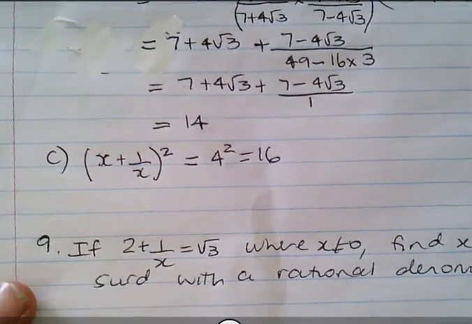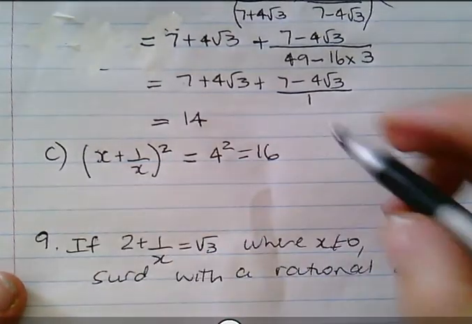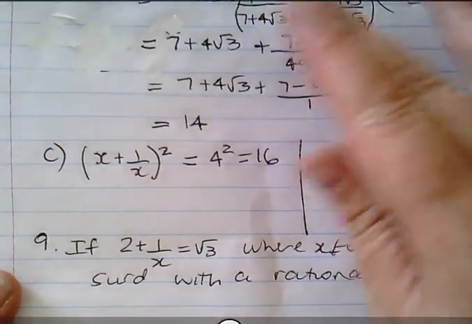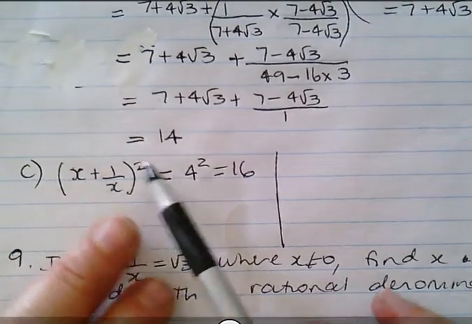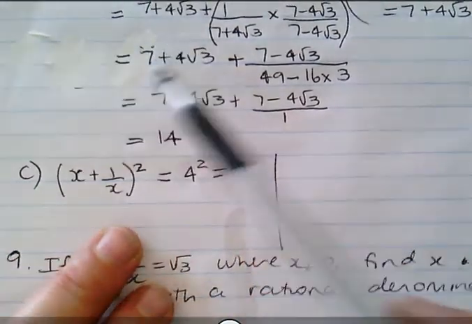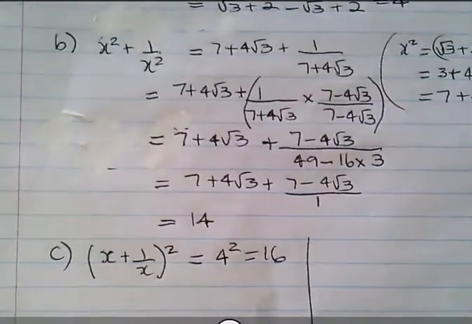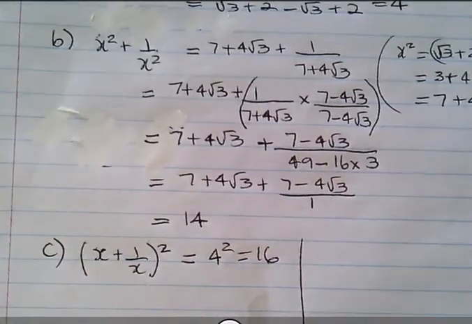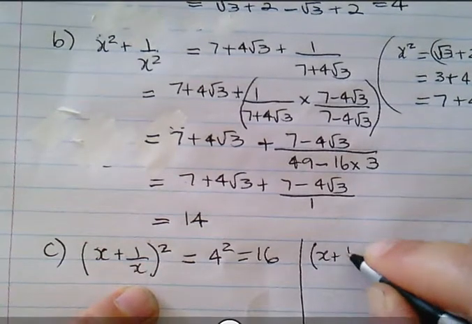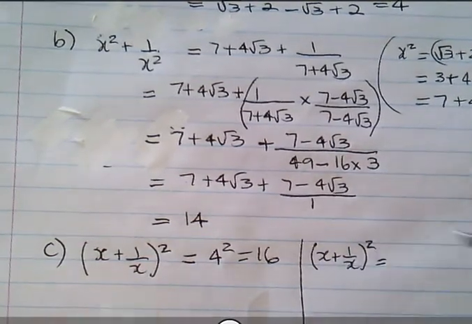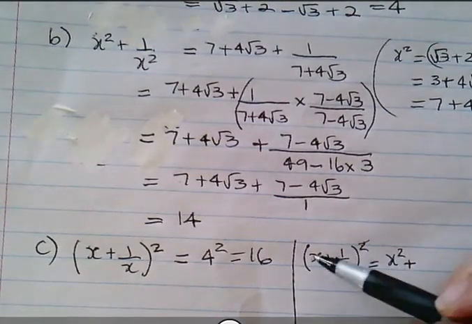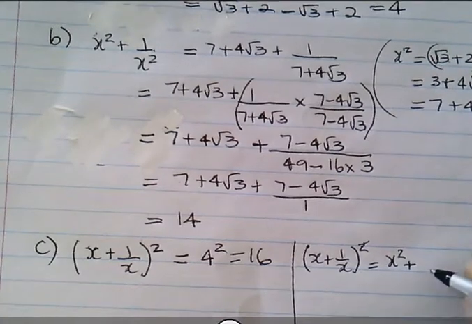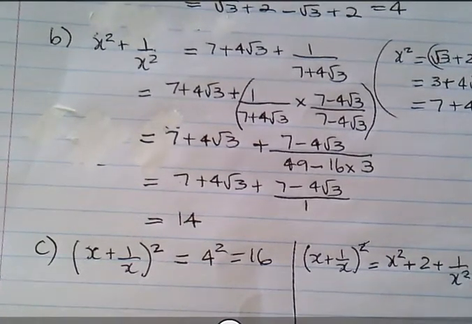The other way, you know how if you hadn't done part A and you had only done, say, part B, there is a relationship between x plus 1 on x all squared and x squared plus 1 on x squared. Let's say you hadn't done part A. The other way to do this is as follows. x plus 1 on x all squared, isn't that x squared plus what? Plus 2 times that, which is what? Plus 2 plus 1 on x squared, right?